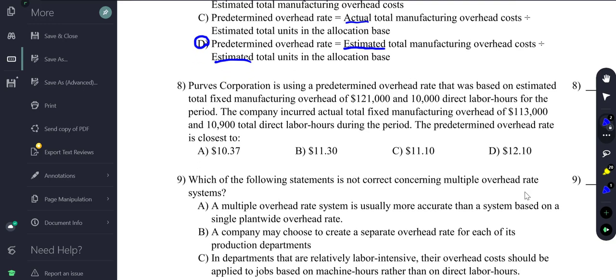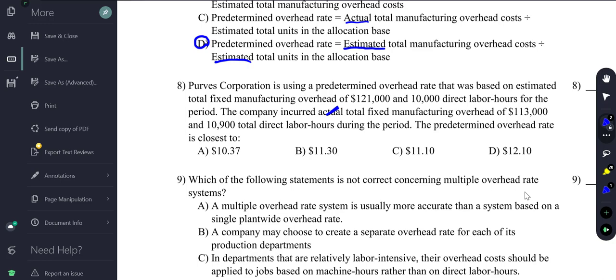Number 8, Purvis Corporation is using a predetermined overhead rate that was based on estimated total fixed overhead of 121,000 and 10,000 direct labor hours for the period. The company incurred actual costs of 113,000 and 10,009 total direct labor hours during the period. The predetermined overhead rate is closest to. Now let me just say, in this problem they give you more information than you need. We're not interested in actual. Remember, if we're doing predetermined overhead rates, we're looking at the estimated.